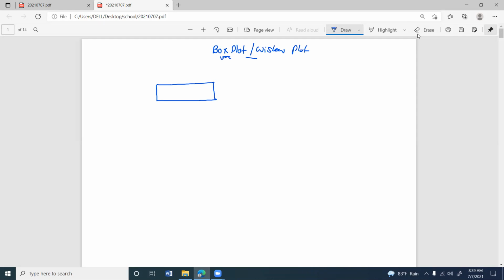The shape of a box plot is just like this, and below you can see a number line with it. So what are these lines and what are these values? What are these figures?